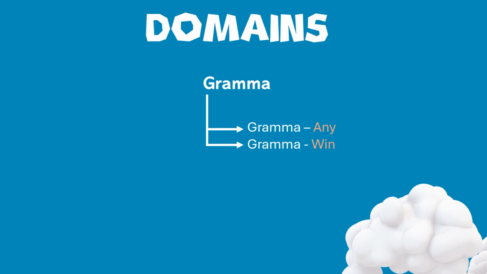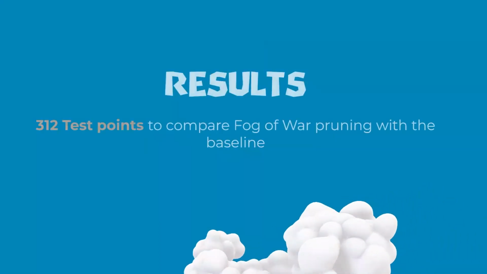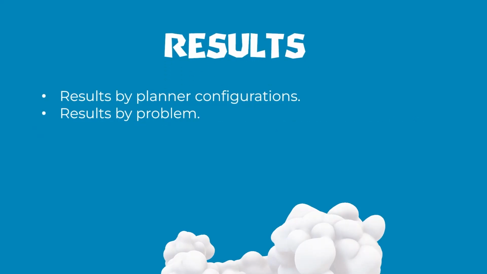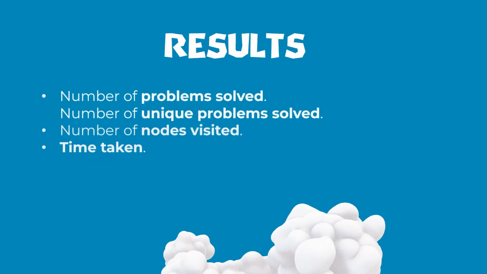In total, we evaluated 26 narrative planning problems, which give us 312 test points to compare. We compare the results by grouping them by planner configurations and group them by problem. And we used 4 main metrics to compare the Fog of War variance with the baseline: number of problems solved, number of unique problems solved, number of nodes visited, and the time taken. And we color coded them so it's easier to interpret.